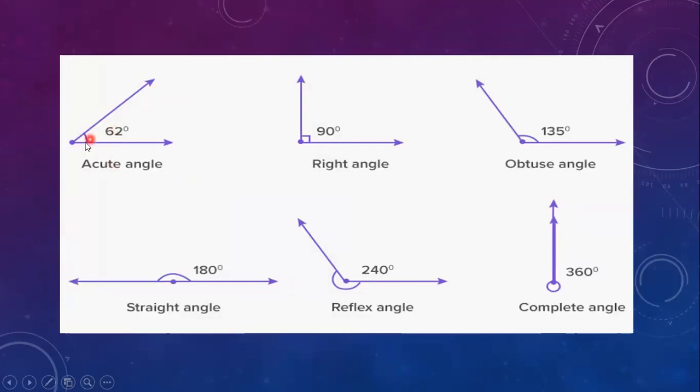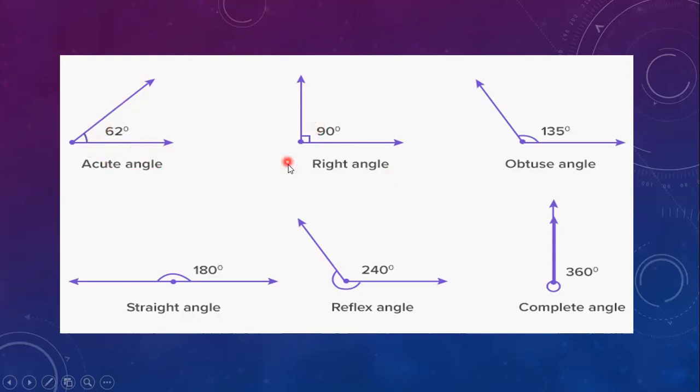See here, acute angle. These are the examples of angles. This angle is the acute angle. Here you can see it is measuring 62 degrees, which is lesser than 90 degrees. That means it is lesser than 90 degrees, a right angle. So this is an acute angle.